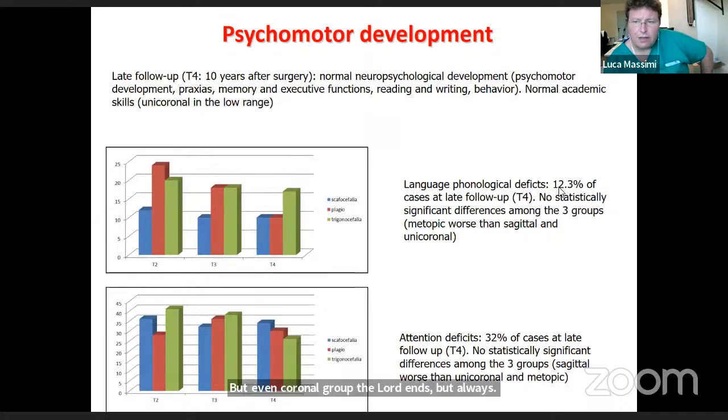We found a 12% rate of persisting language phonological deficits, with no statistical difference among the three groups, but with the metopic group doing worse than the other two. And this is quite strange, but it is not so strange if we compare with the children without craniosynostosis of the same ages.